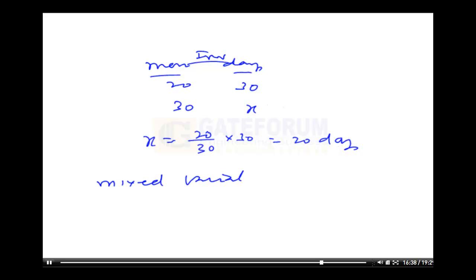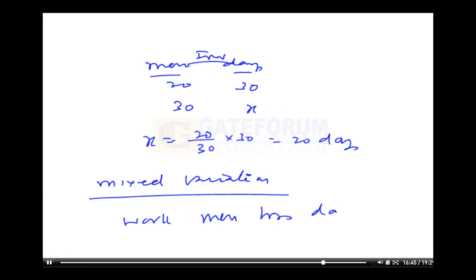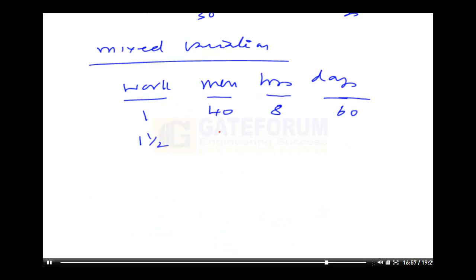Let's go for mixed variation. What is that? You can have direct and inverse. Let us take work, men, hours, and days. Suppose one work, I have 40 men working 8 hours. I take, say, 60 days. Now I have 1.5 times the work, 60 men, 10 hours. How long will it take?